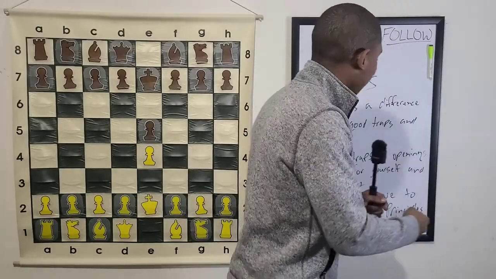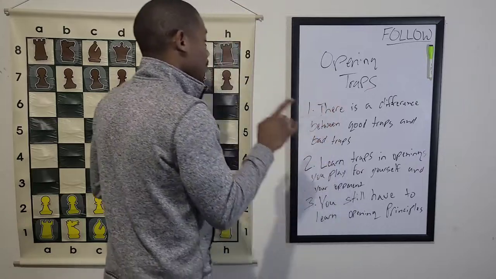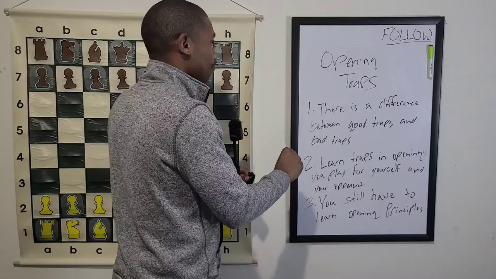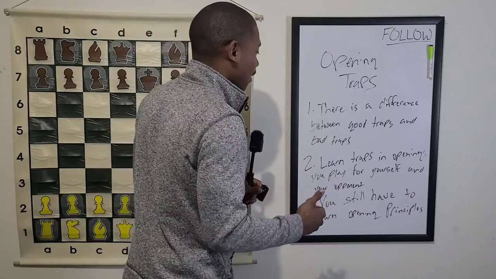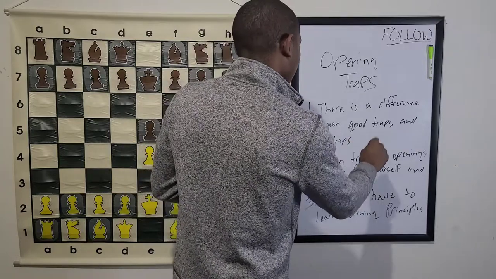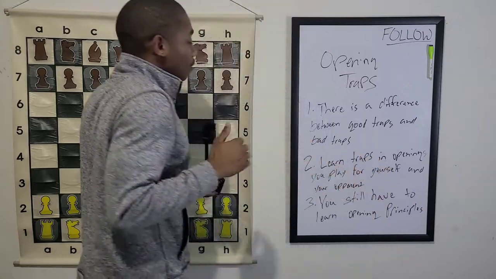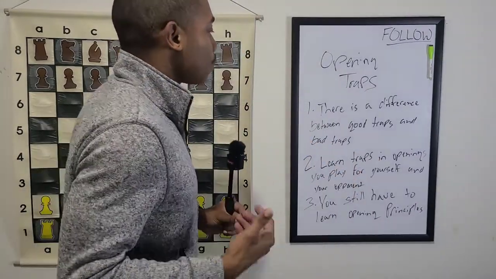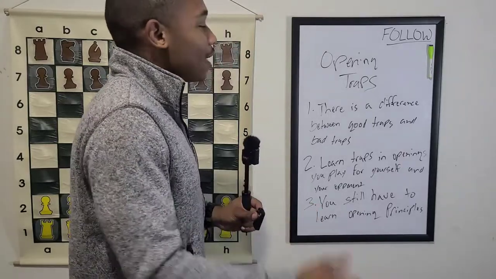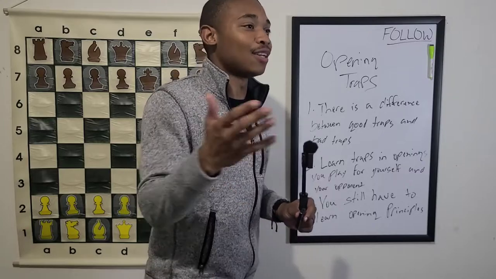So just follow my lead of these three principles. The first one, there is a difference between good traps and bad traps. Remember that. Rewind the tape if it was confusing, because this episode will always be here. The second thing is learn traps and openings you play for yourself and for your opponent. So you can have some fun too. Just make sure that it's an awesome trap. Don't be playing bad traps. Don't be playing stupid trash traps. That's what I don't want you to play.